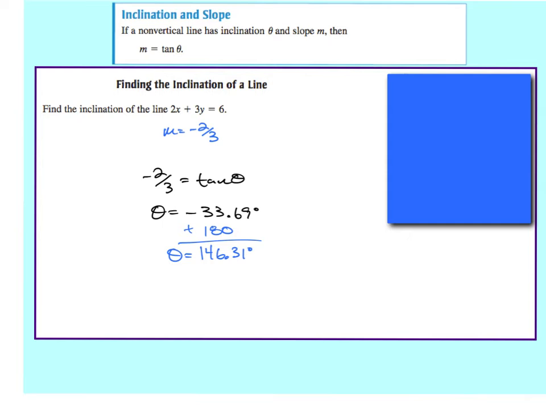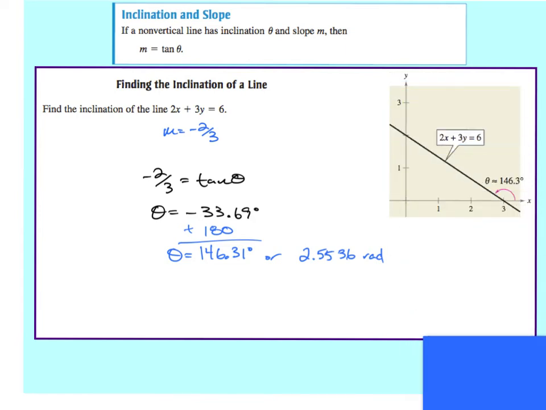Now, I also want it in radian mode. How do I convert from degrees to radians? We multiply by pi over 180. So we multiply by pi over 180, and we end up with 2.5536 radians. All right. There we go. Pretty good.